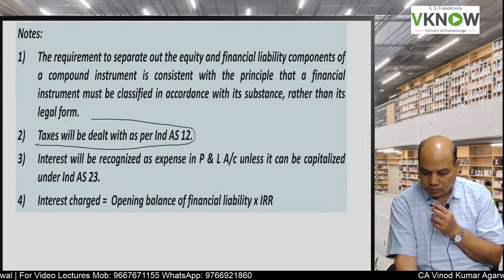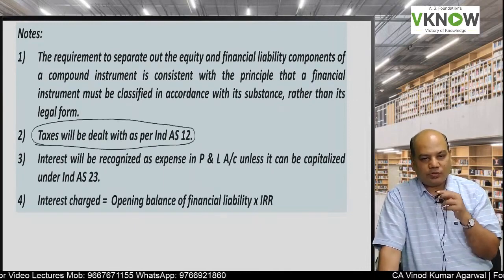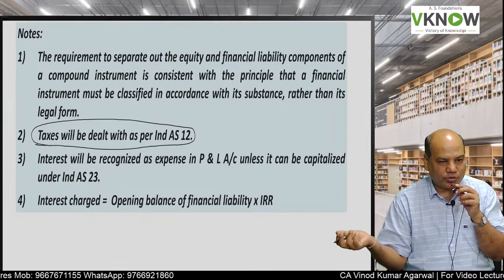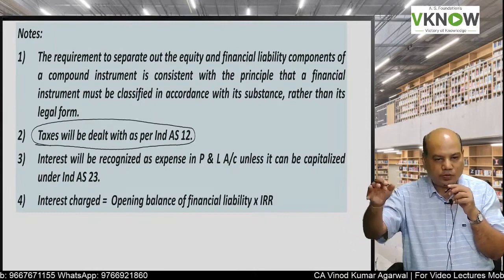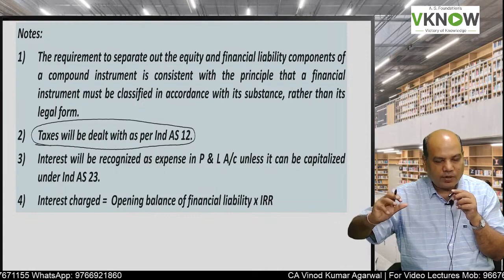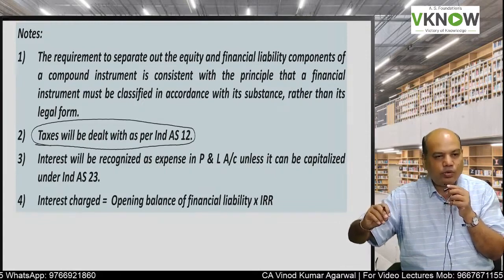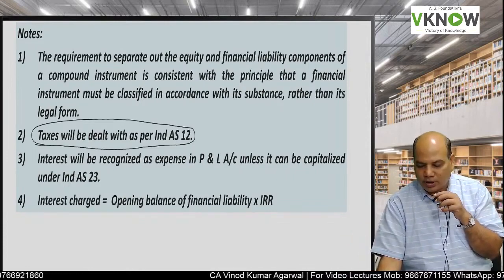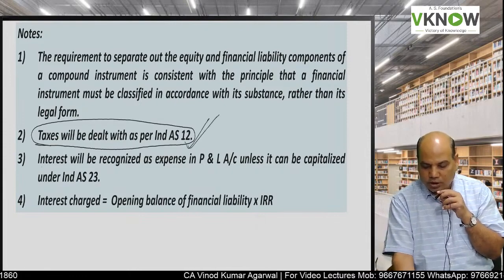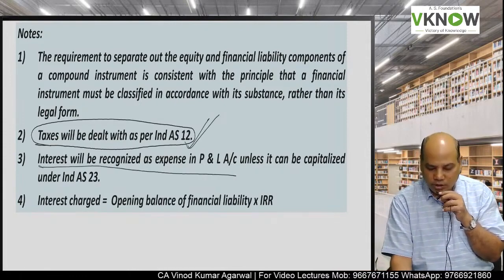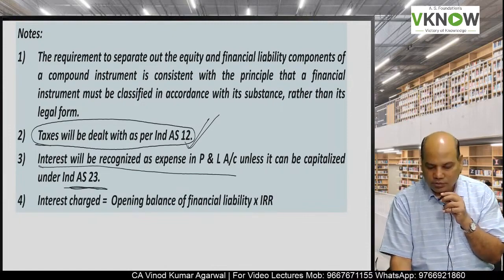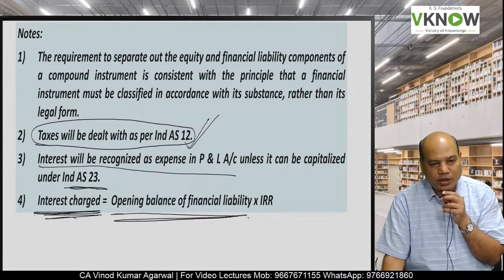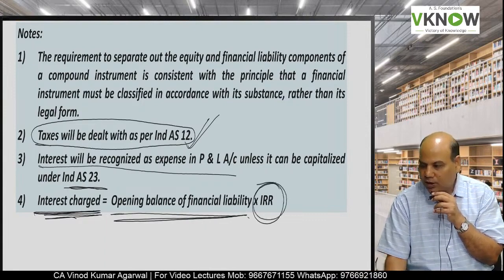If deferred tax is to be calculated, because the Income Tax Act does not deal with compound instrument, they still follow the old method of accounting. So there will be a difference between the book value and the tax base. That will be covered by IND AS 12. We will discuss separately. Any interest paid will be transferred to P&L account unless it can be capitalized. And how do you compute the interest here under amortized cost? Take the opening balance of financial liability and multiply by IRR.